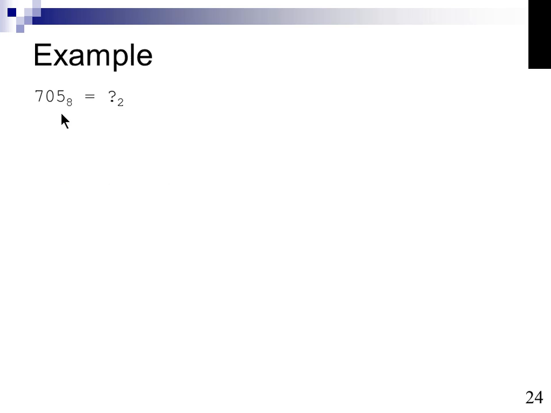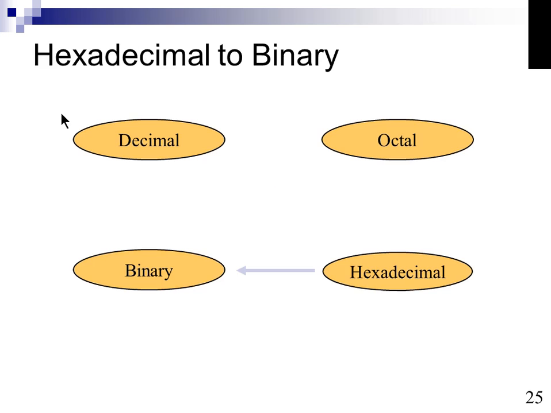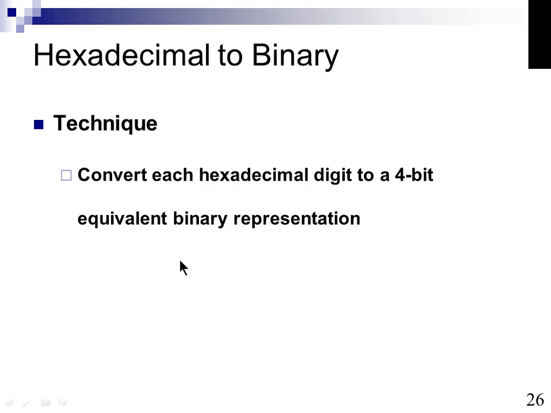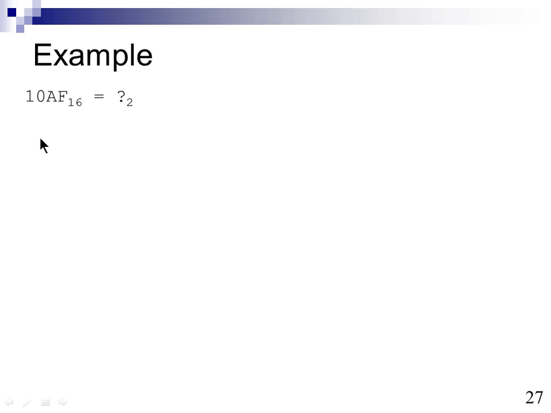Octal can be converted to binary. We will not look at octal numbers. Hexadecimal can be converted to binary. This is relatively easy. Now this 10AF is represented in hexadecimal format.